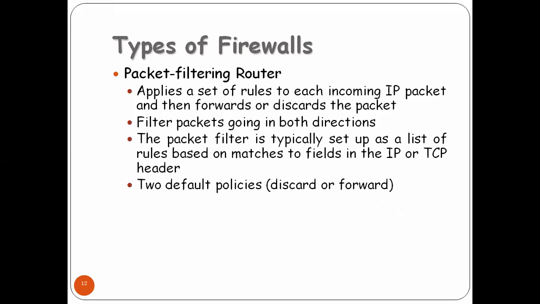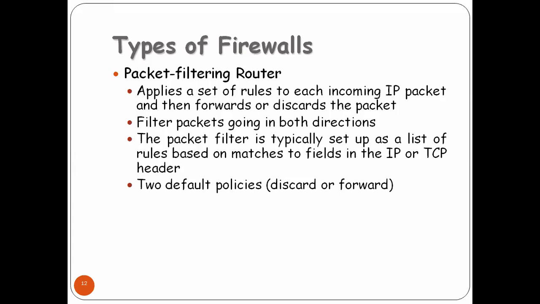Then what are the main goals of this? It applies a set of rules to each incoming IP packet, and the packet is either forwarded or discarded. So the IP address is separated, and some rules govern it. We know what an IP address means. What is a protocol? Internet protocol. A protocol is a set of rules governed by the network.